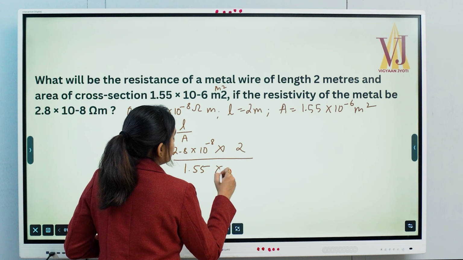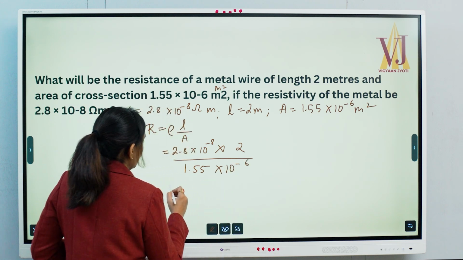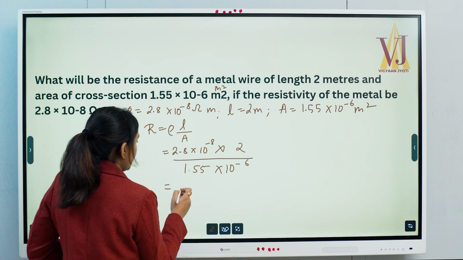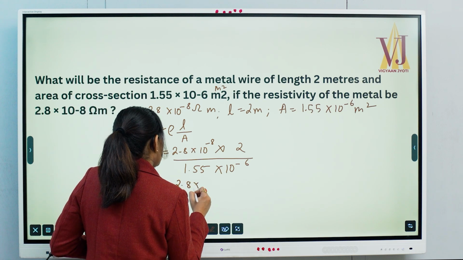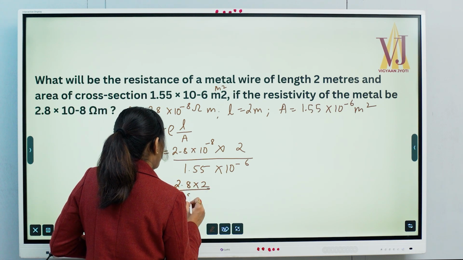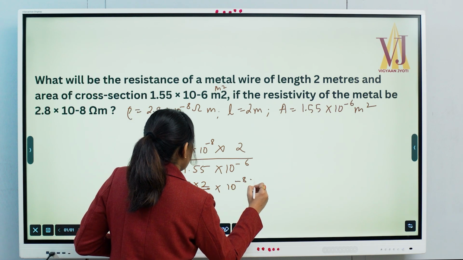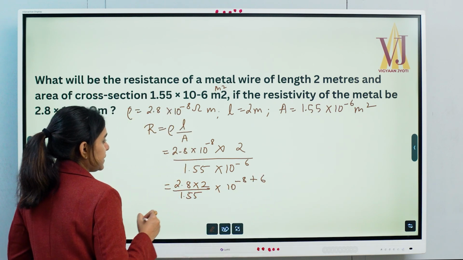1.55 into 10 to the power minus 6. Okay, fine. Now I'll just keep these factors together: 1.55 into 10 to the power minus 8. If it goes up, it will become 6 plus 6. Fine.